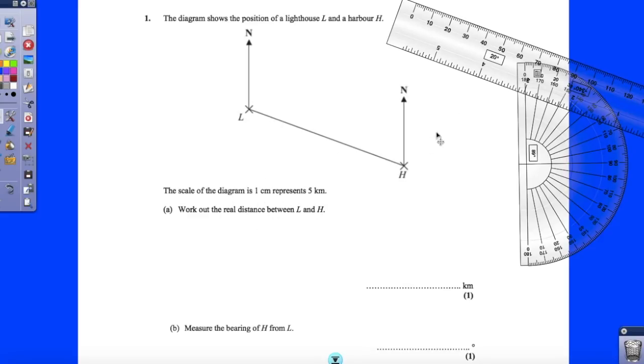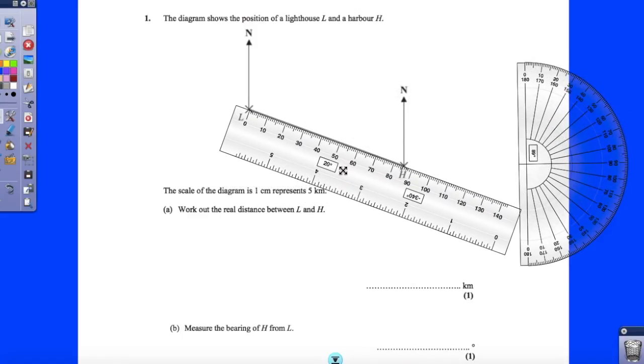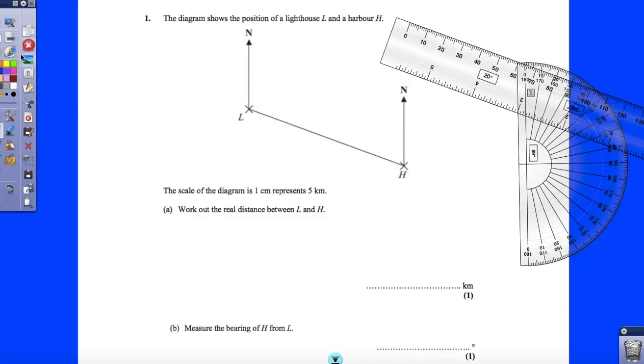So because they've given us a scale here, we need to measure the length of that line with a ruler. So take your ruler and measure the length from L to H, and I get 8.5 centimetres. Okay, so 8.5 centimetres is the length of the diagram, and we need to multiply that by 5 to get the real distance. So 8.5 times 5, that's 42.5. So the real distance between L and H will be 42.5 kilometres.